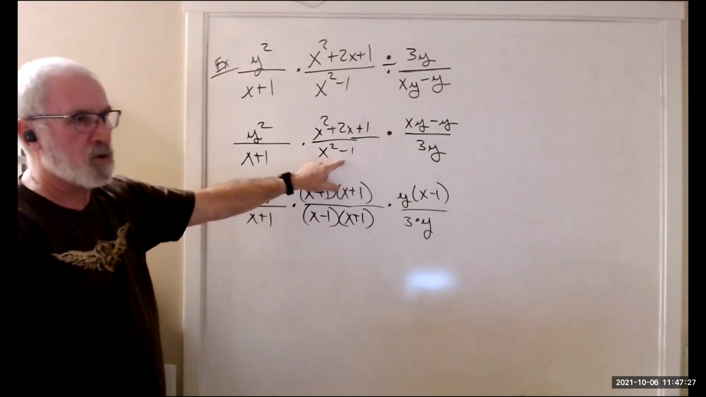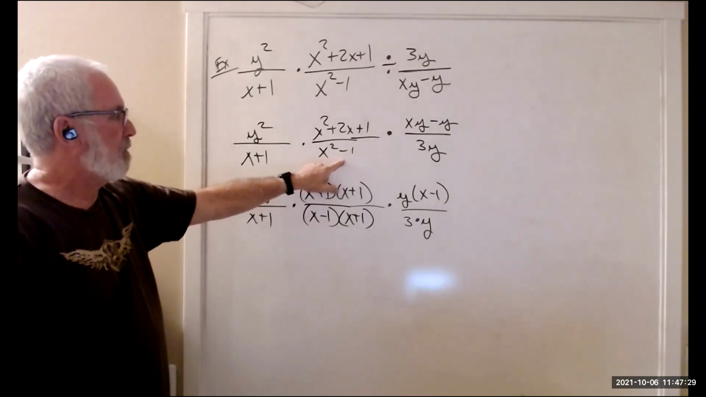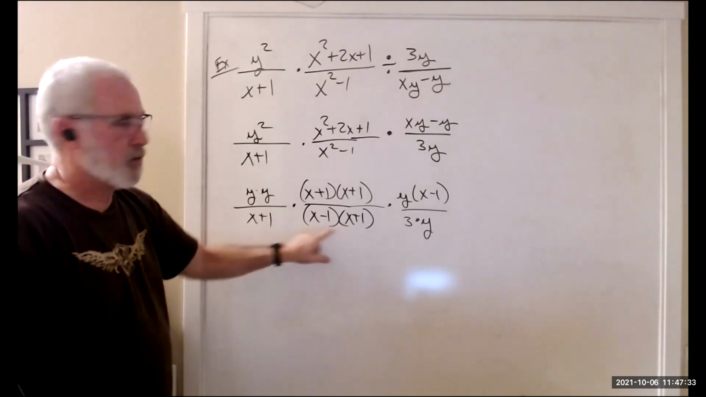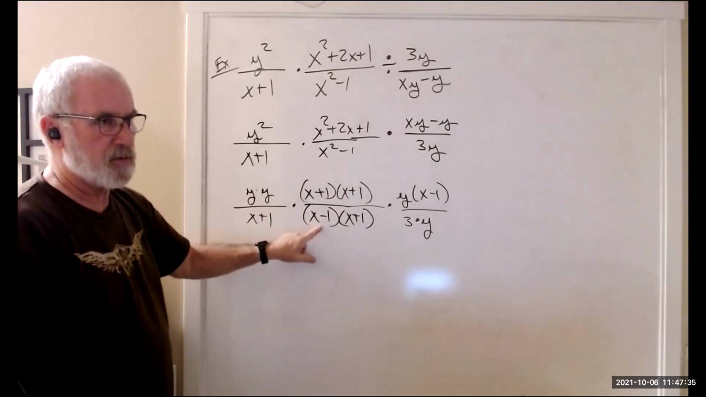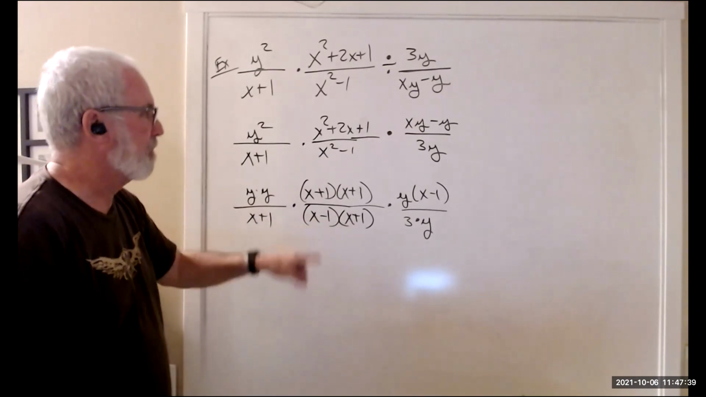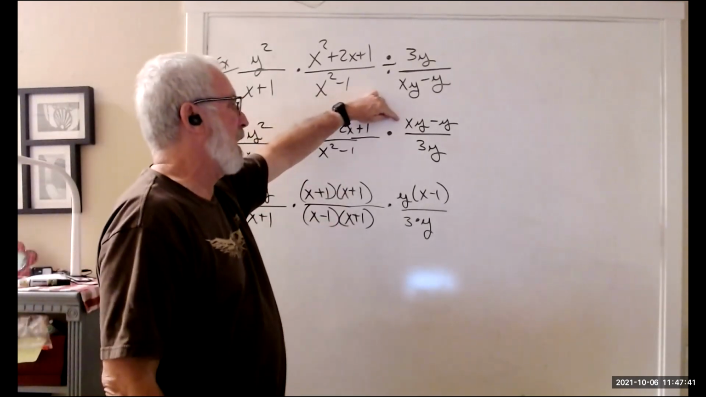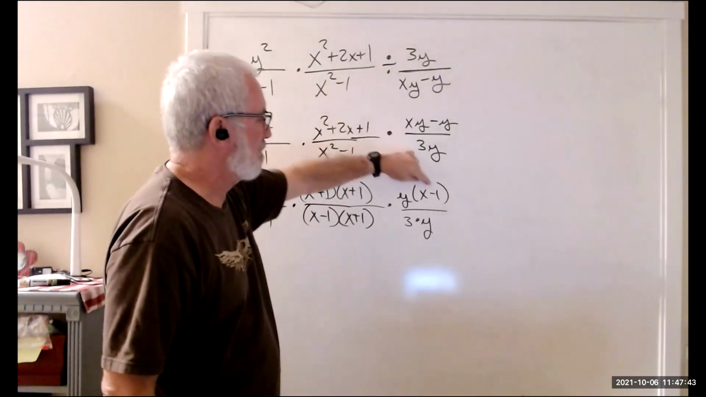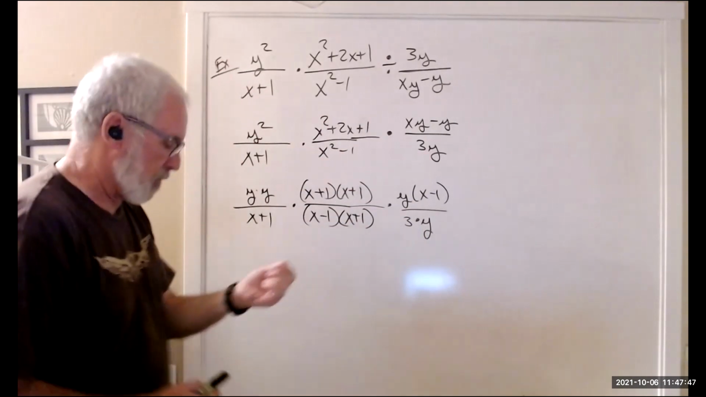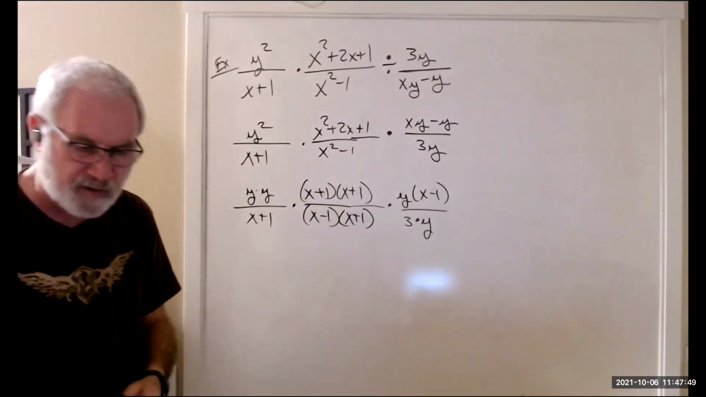X squared minus 1 becomes x minus 1, x plus 1. Remember, it doesn't matter who you write first, as long as one's a plus 1 and one's a minus 1. Factor out a y in common. Leaves a 1 there, and 3y means 3 times y. So there's my factoring. Anybody have any questions on my factoring?